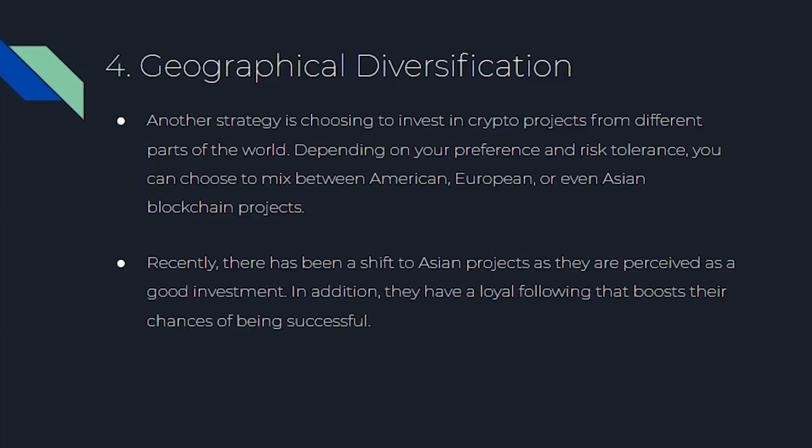All right, so the fourth one I have is the geographical diversification. Another strategy is choosing to invest in projects from different parts of the world. Depending on your preference and risk tolerance, you can choose to mix between American, European, or even Asian blockchain projects. Recently, there's been a shift to Asian products as they are perceived as a good investment. In addition, they have a loyal following that boosts their chances of being successful.